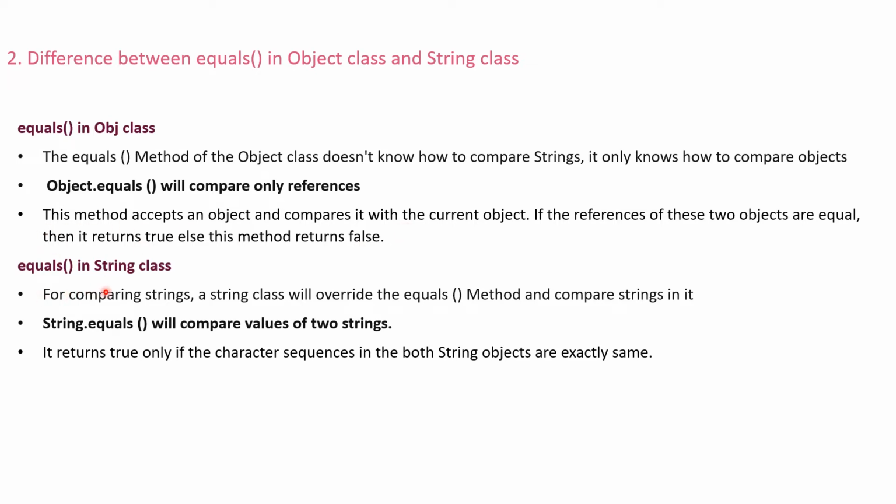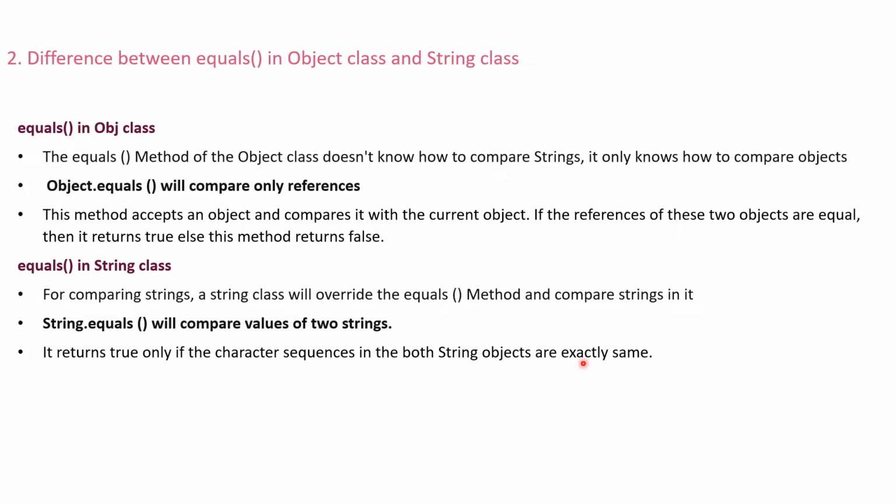And equals in the String class, what it is doing for comparing strings: the class overrides the equals method for comparing strings. So whenever we want to check two strings, we have to go for the equals method in the String class. What it actually does is compare the values of the two strings, and it returns true only if the character sequences in both the string objects are exactly the same.